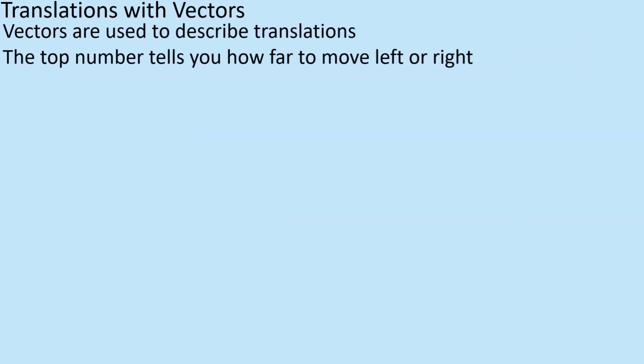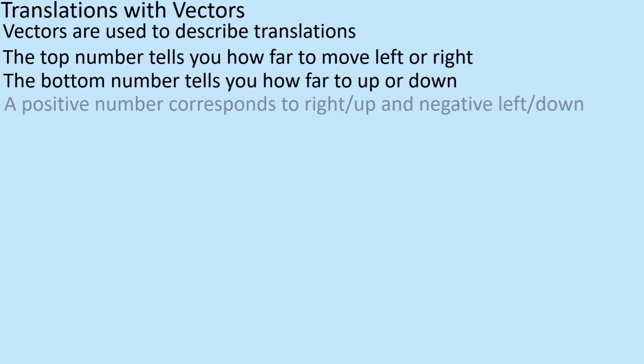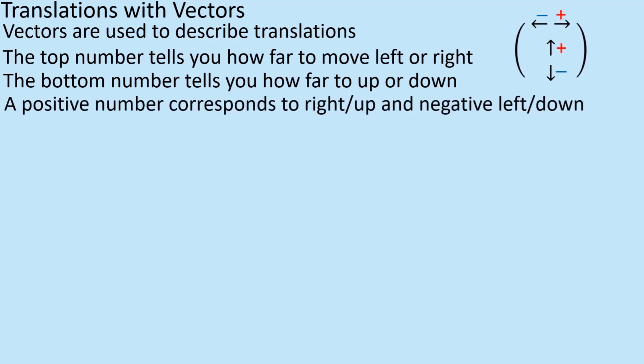Right, a good way of describing translations, and you'll see this more and more, is what we call using a vector. All right, not a coordinate. Don't be confused with a coordinate. It's basically a vector. So what you've got is two numbers. The top number represents it going left and right. Okay, and your bottom number represents up and down.